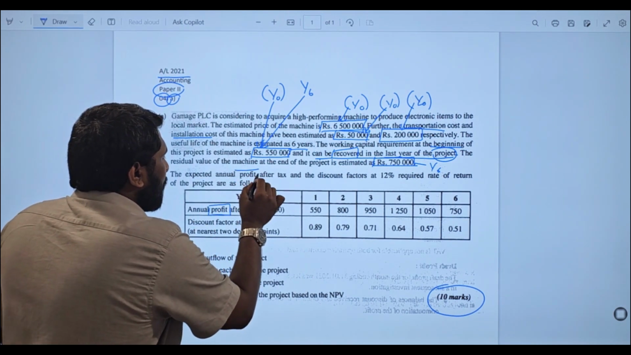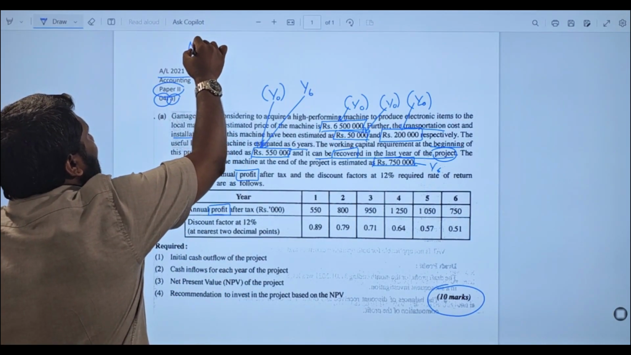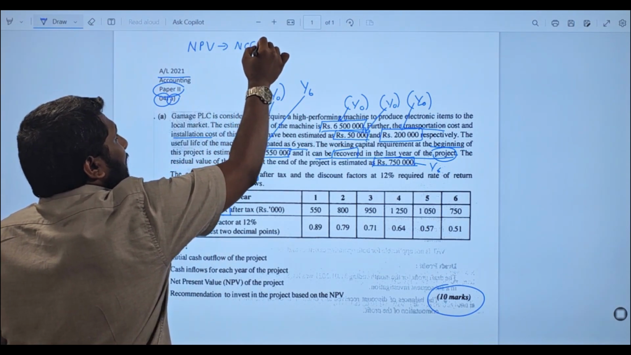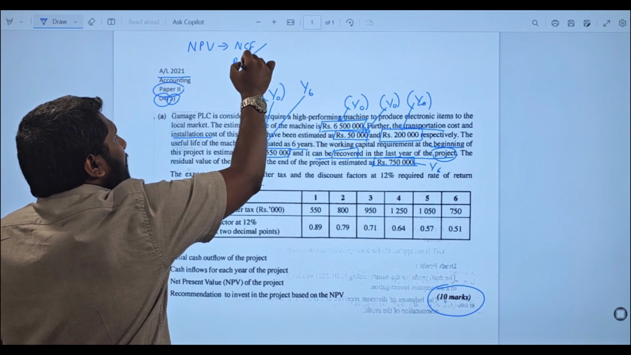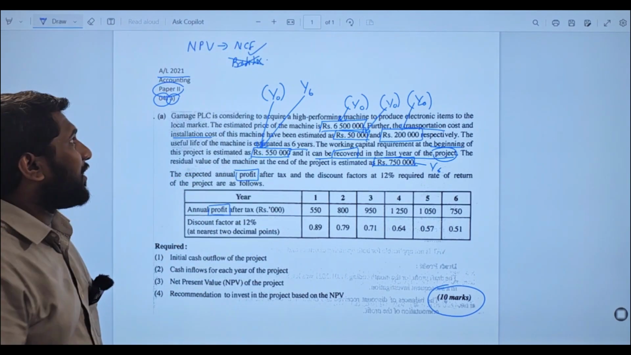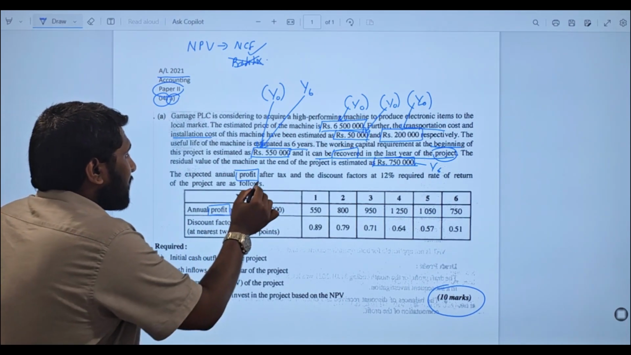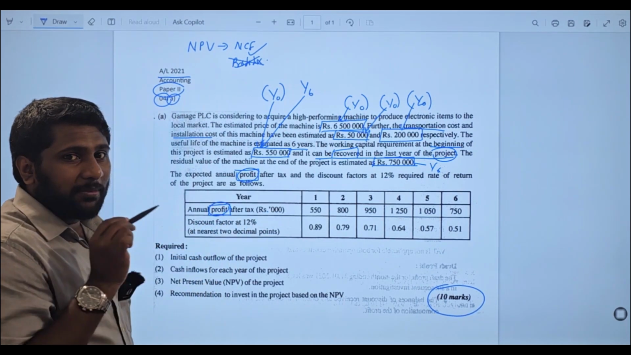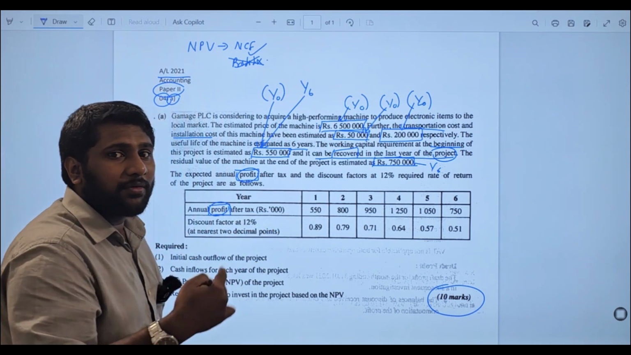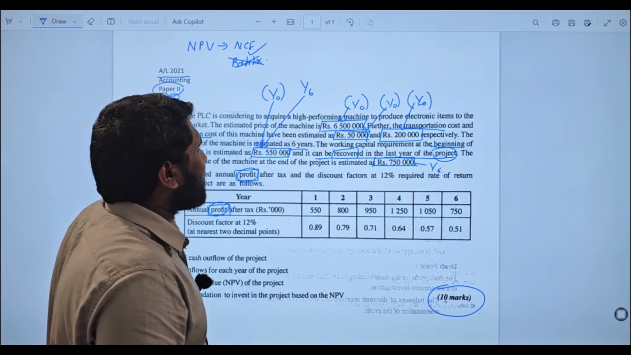In this question, what have they given? The profits. To calculate the NPV, we have to take the net cash flows. We are not taking the profits to calculate the NPV, we are taking the cash flows. But in this question, they have given the profits. So remember, when you are calculating the NPV using these profits, you have to find the cash flows. Let me give you a small learning here from this question itself.